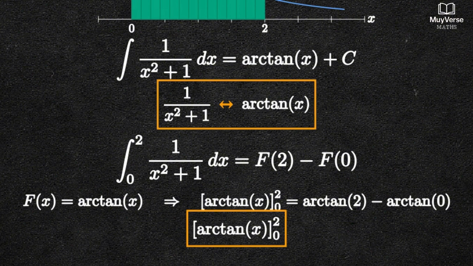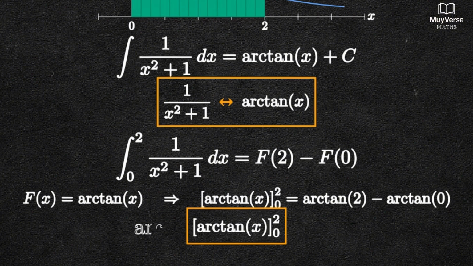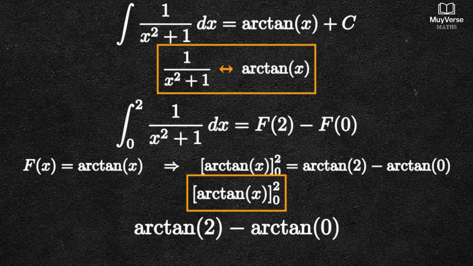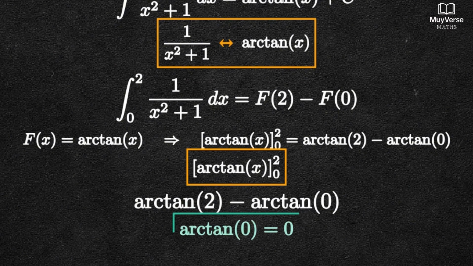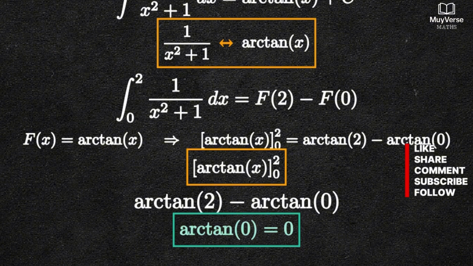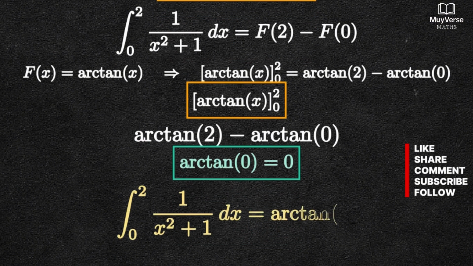Step 3. Substitute the limits. We write arctangent of 2 minus arctangent of 0. Since tangent of 0 equals 0, arctangent of 0 equals 0. So our value is arctangent of 2 minus 0. Step 4. Final result. The exact value of the integral is arctangent of 2.